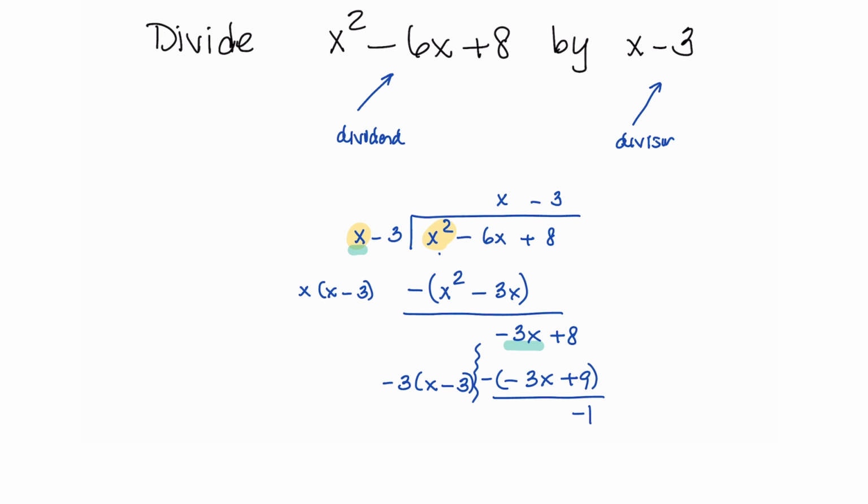So we would say x minus 3 with remainder negative 1. And all that means is that x minus 3 does not divide into x squared minus 6x plus 8 evenly. It has a remainder. So there is our first example of long division with polynomials.